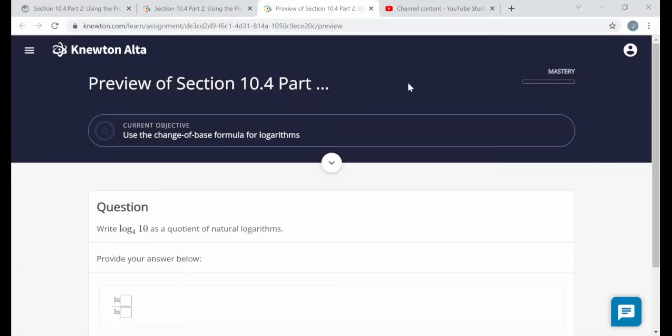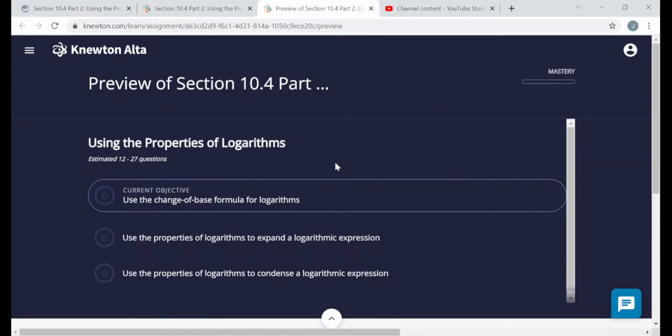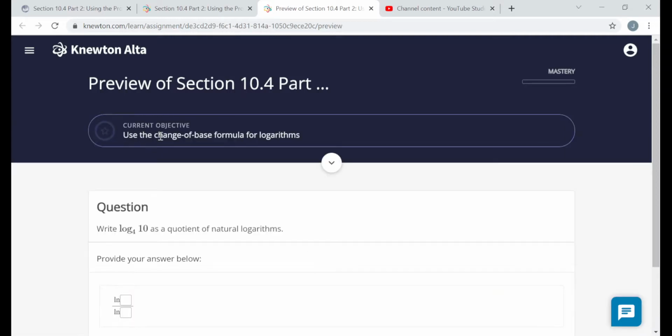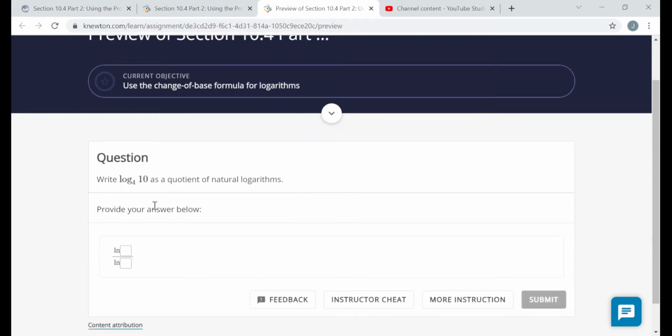Alright, so here's the assignment page. You will not see the words preview of, you'll just see the title of the assignment. You have your mastery bar, telling you how far along you've gotten. Then you have your objectives. Now it looks like there are 3 objectives in this particular assignment. And then beneath the current objective, there should be a question related to that objective.